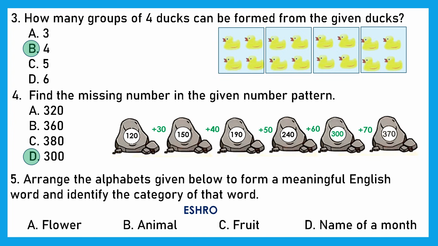Question 5. Arrange the alphabets given below to form a meaningful English word and identify the category of that word. So we have some alphabets. Let's unscramble it. And we are getting horse. And horse is an animal. Option B is the right answer.